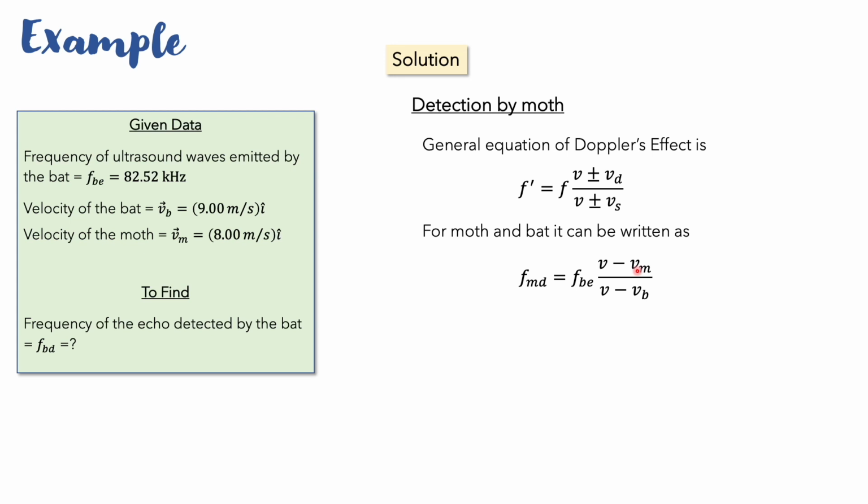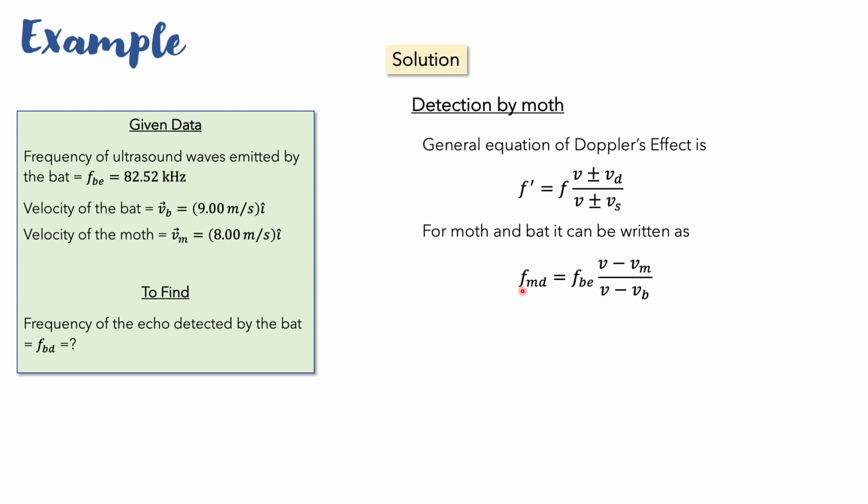So the moth is moving away from the bat but the bat is moving towards the moth, right? So the detector is moving away from the source and the source is moving towards the detector. When the detector is moving away from the source, we use a negative sign here. This is the velocity of sound, and this is the speed of the detector, the moth. So when the detector moves away, we use a negative sign between the two, and when the source is moving towards the detector, we use a negative sign here.